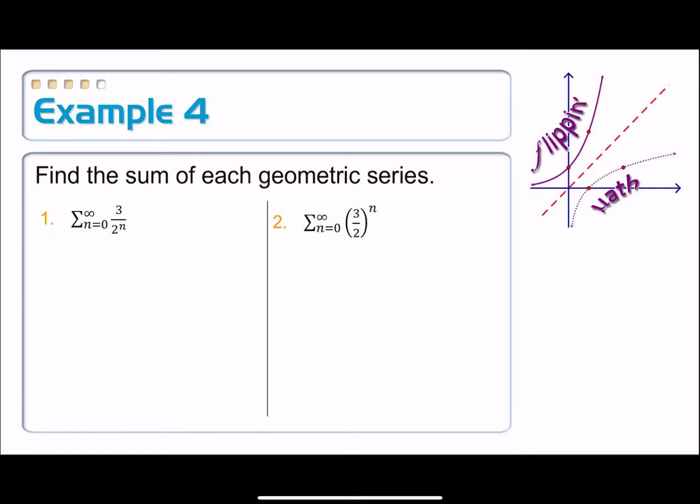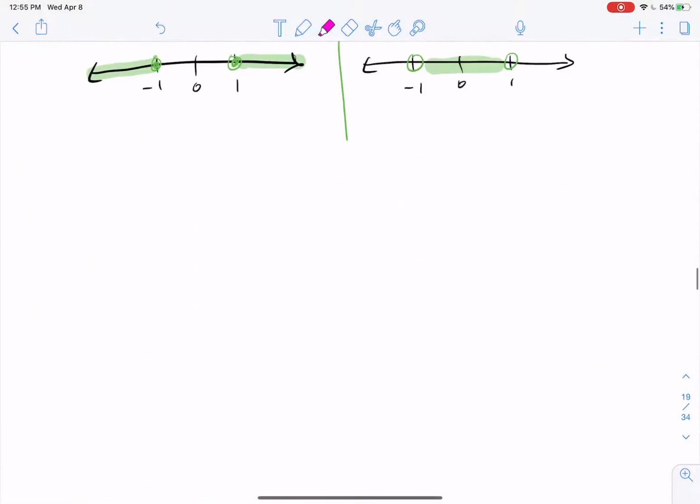We've got the sum, n equals 0 to infinity. Notice it does start at 0, which is nice, because if it doesn't start at 0, we've got to do something else, of 3 over 2 to the n. All right, let me switch over here so I can actually write on the screen.